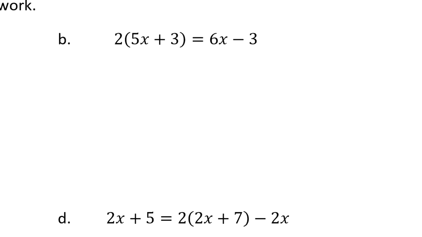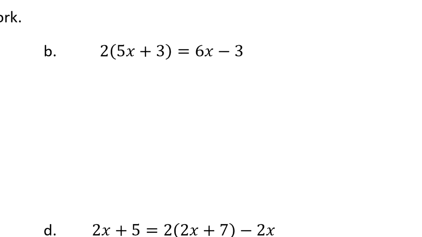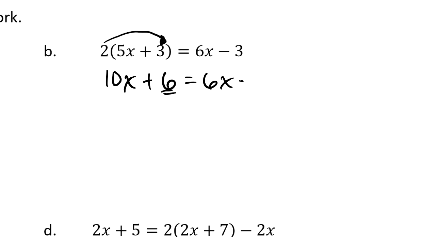Let's look at B. Real quick application of the distributive property. This becomes 10x plus 6. Some of you did not distribute this to the 3. I noticed that in a couple groups. You didn't have this 6. On the other side, we have got 6x minus 3.